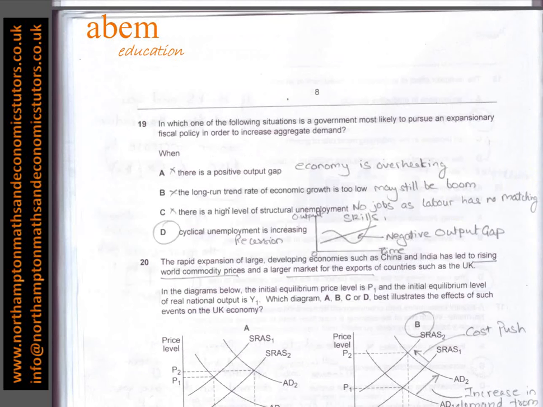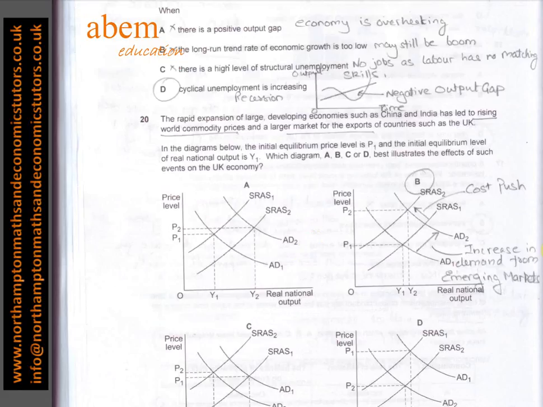In question number 19, what I've done is I've given you a diagram over here, and I've said that this is the negative output, so cyclical unemployment is increasing, recession. I've also used process of elimination and given you the reason why A, B and C are not the answers. In question number 20, again graphs. Looking at graph B, what we've said is SRAS has moved inwards, which is because of cost push. AD1 has moved outwards. Why? Increase in demand from emerging markets, hence B is the answer.